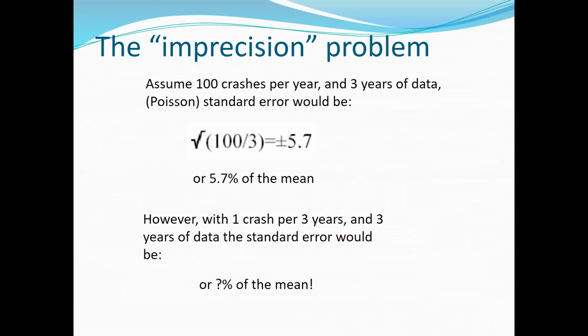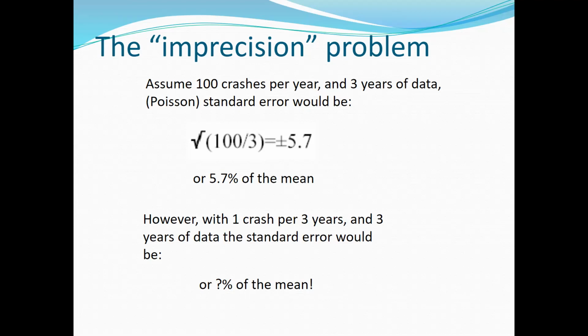let's say you had 100 crashes per year at a location, and hopefully that location is not just one intersection, maybe it's a large segment of your roadway. And let's assume that the crashes are Poisson distributed, and Poisson is basically a statistical distribution of crash events.